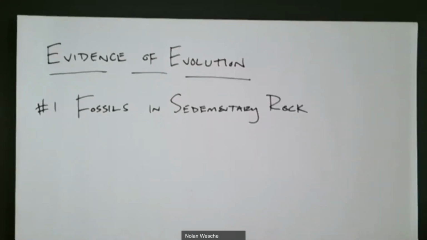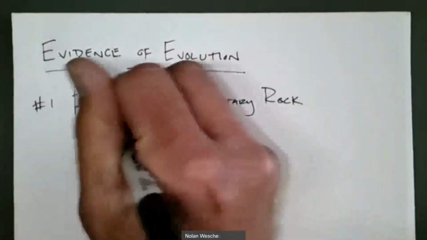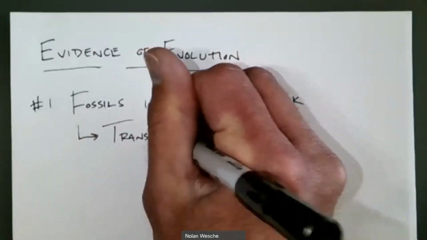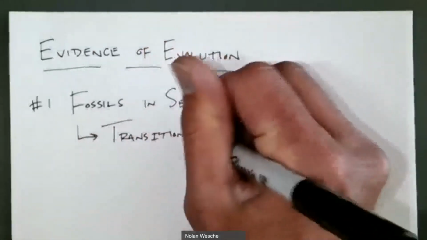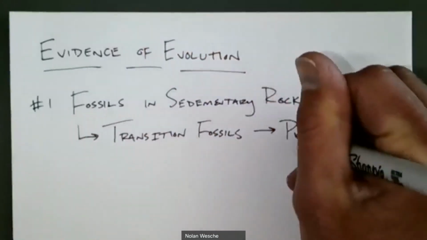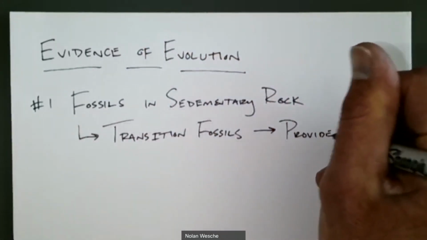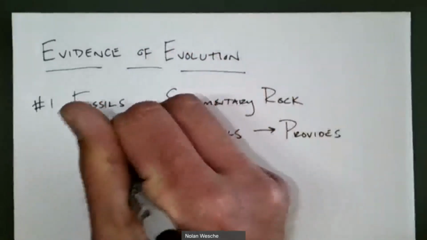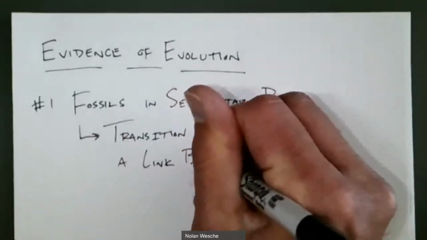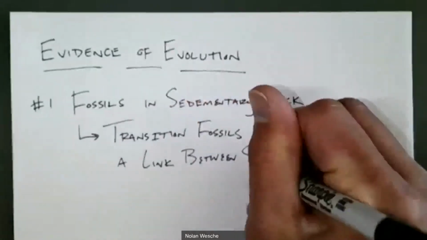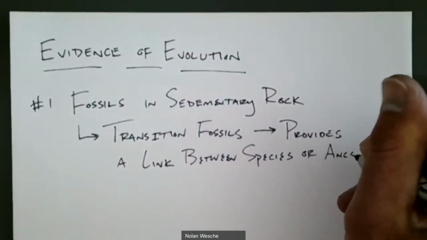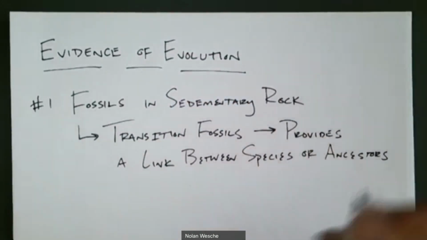We'll go ahead and make a note of that. So specifically, it's helpful if we can find these transition fossils. And that's helpful because it provides a link between species or ancestors. Helpful link.